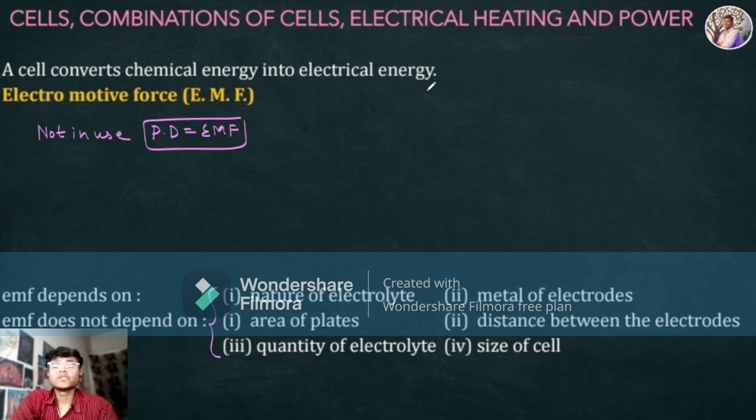So now we start the topic cells, combination of cells, electrical heating, and power. So a cell. What is a cell? You must have seen a cell in a vehicle. A cell converts chemical energy into electrical energy. We all see it in a wall clock; there is a cell, a 2A power battery. It converts chemical energy into electrical energy.